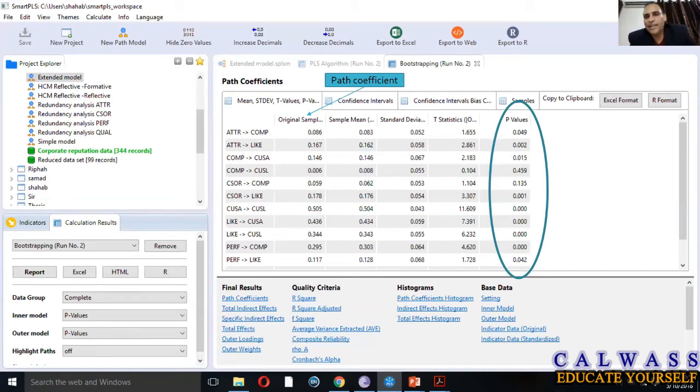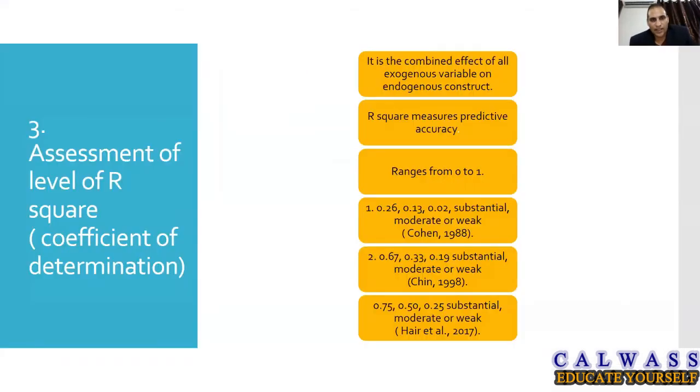We see p-values. The p-value should be less than 0.05. That's where we say that our relationship is significant. This is how we check our relationships. The third step is assessment of R-square.